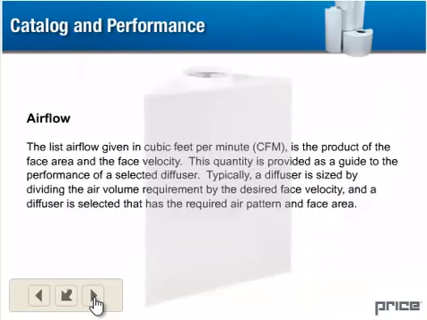The listed airflow given in cubic feet per minute is the product of the face area and the face velocity. This quantity is provided as a guide to the performance of a selected diffuser. Typically, a diffuser is sized by dividing the air volume requirement by the desired face velocity. A diffuser is then selected that has the required air pattern and face area.